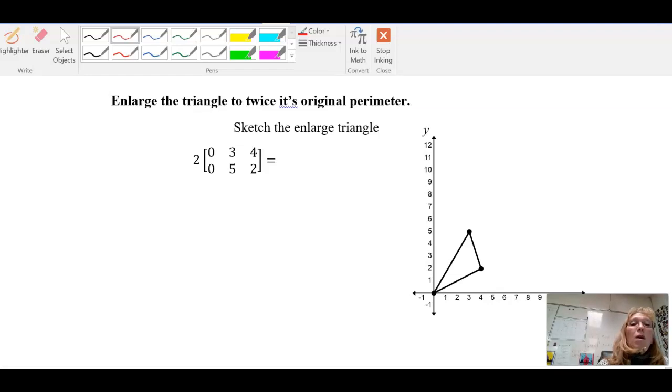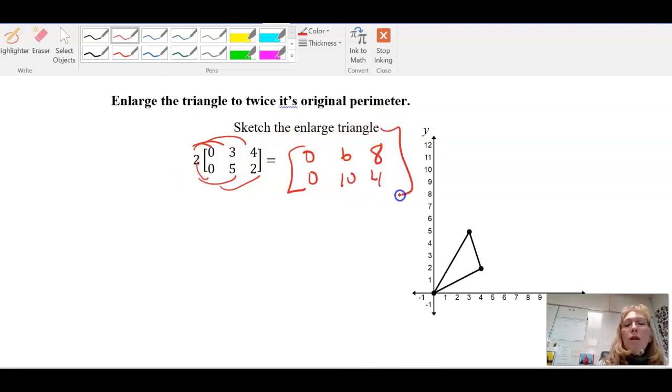If I want to make it larger, I just take the same points, and if I'm doubling, I multiply by 2. So I'm going to get 0. 2 times 3 is 6. 2 times 4 is 8. 0, 10, and 4. Now let's graph those. 0, 0, 6, 10. Hopefully I did that right. 4 or 8, 4. About right there.